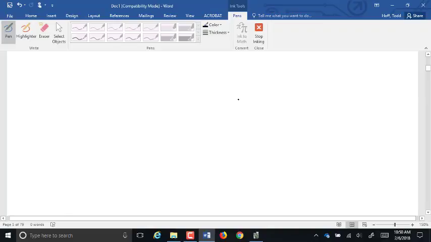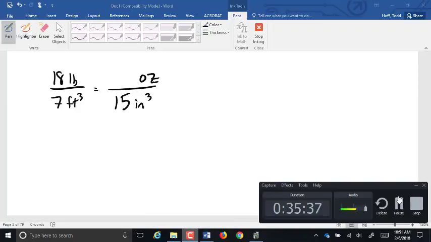Here's one for you guys to try in your notes. Let's say we have 18 pounds in 7 cubic feet. I want to know how many ounces that would be in 15 cubic inches. I'm going to give you a minute to do that.